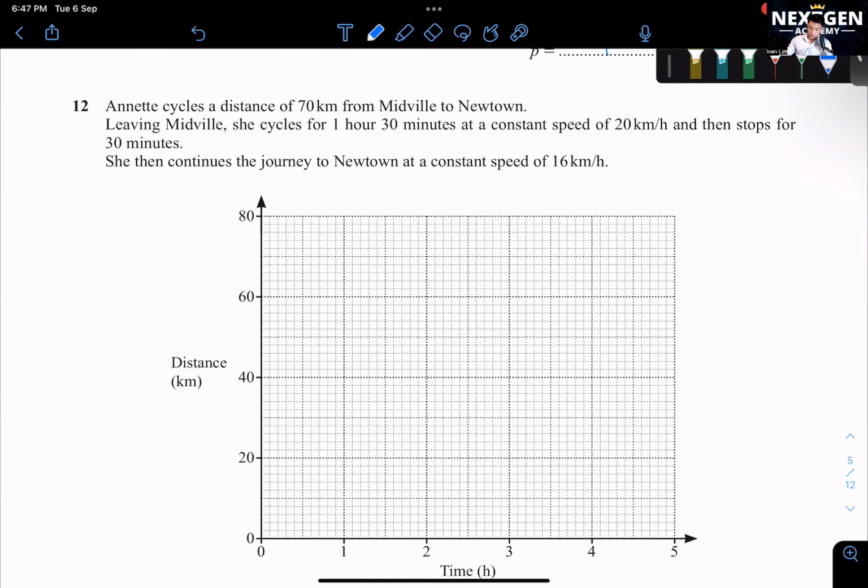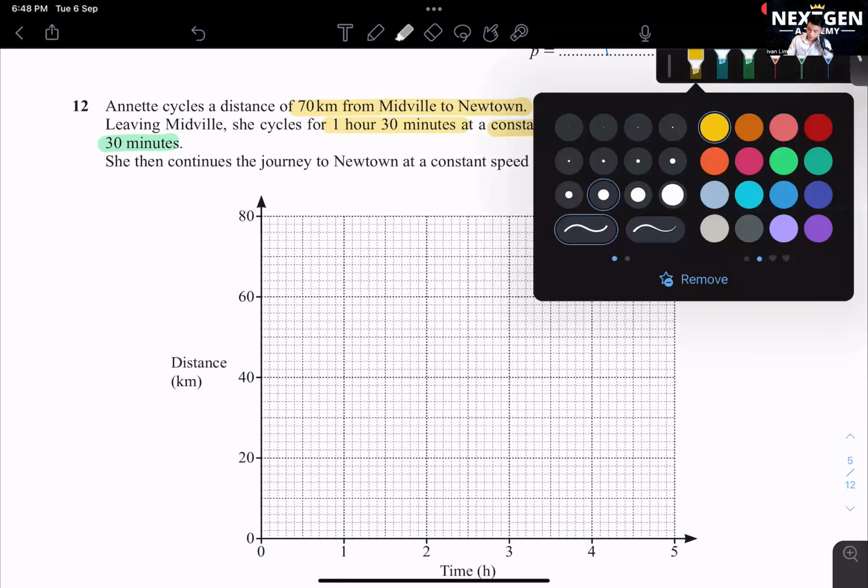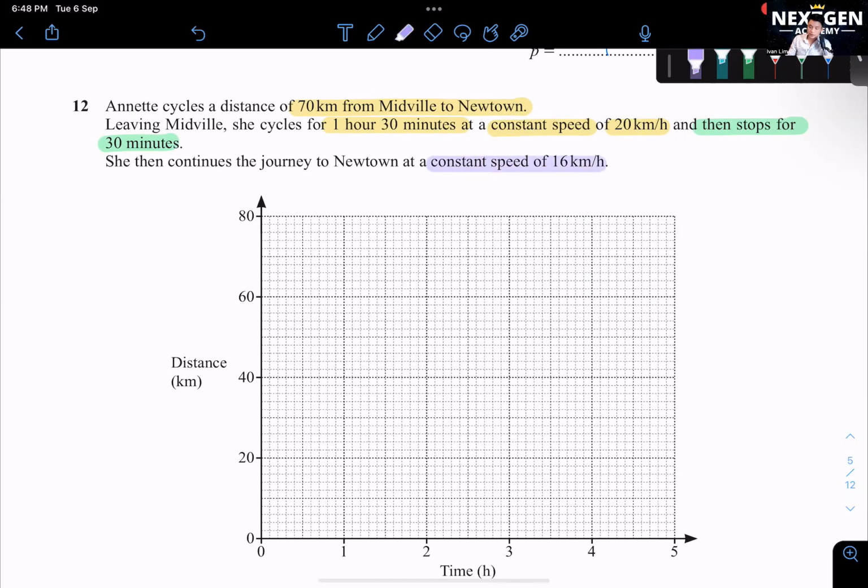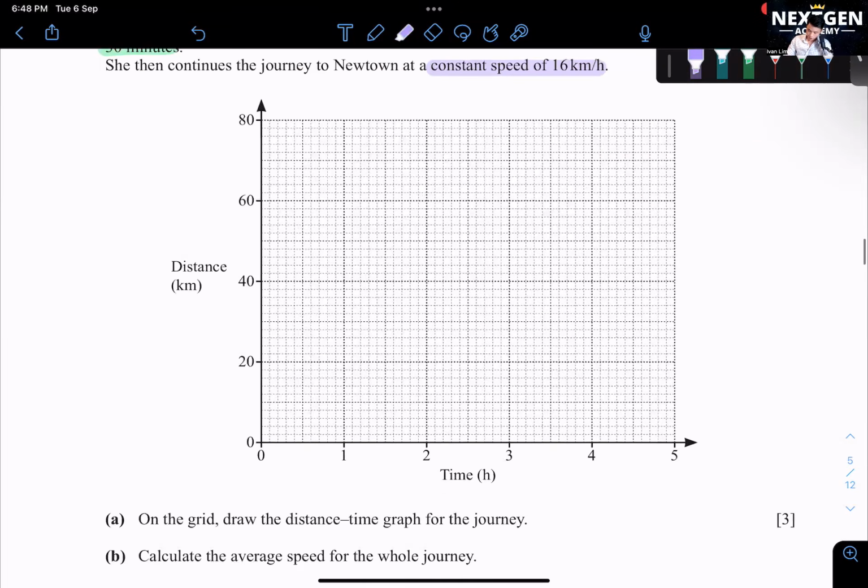Okay, Annette cycles a distance of 70 km from Midville to Newton. Leaving Midville, she cycles 1 hour 30 minutes at a constant speed of 20 km per hour and then stops for 30 minutes. She then continues the journey to Newton at a constant speed of 16 km per hour. On the grid, draw the distance time graph for the journey.